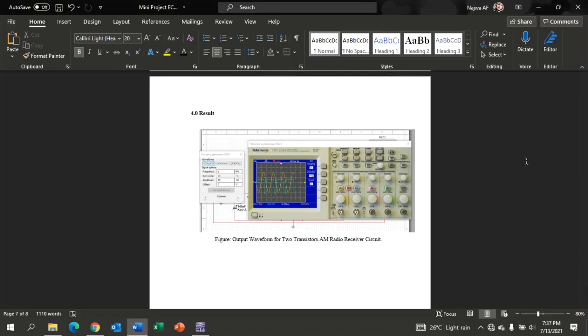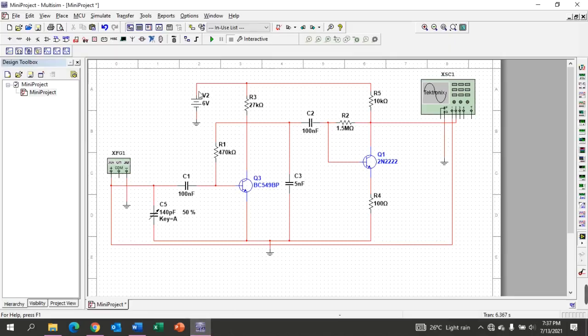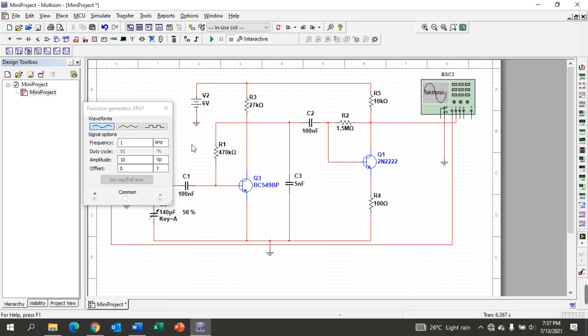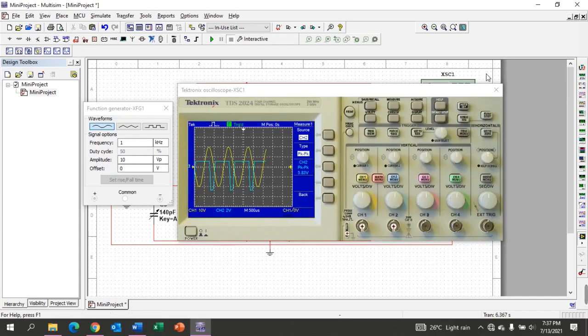For the result, I can show you the detail in Multisim. This is the simple AM radio receiver circuit that I construct in Multisim. For the function generator, the frequency that I use is 1 kHz, and the amplitude is 10 Vp. And I use this oscilloscope to show the input and output for this circuit.